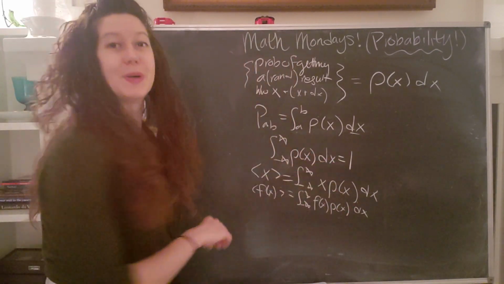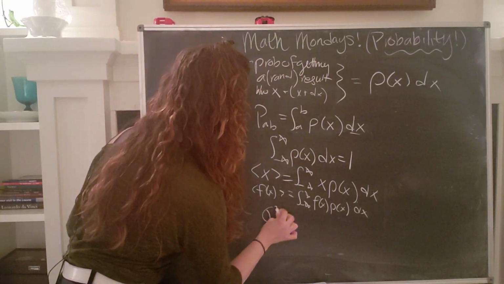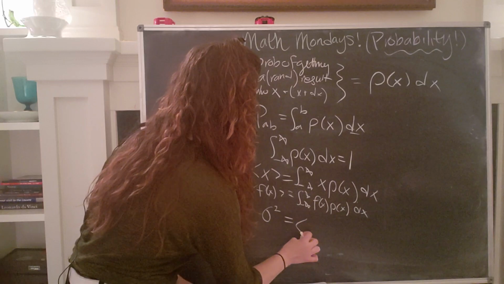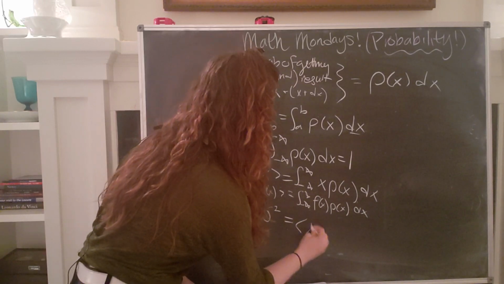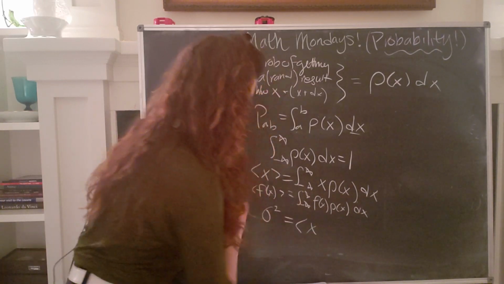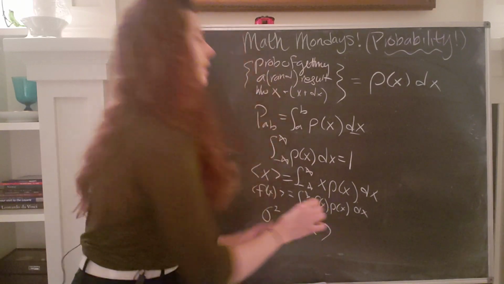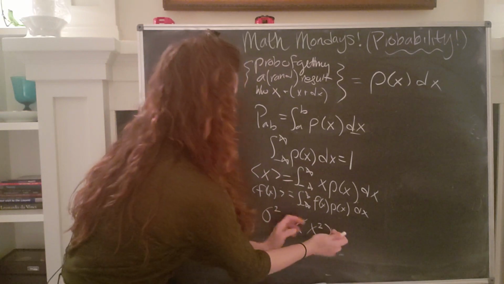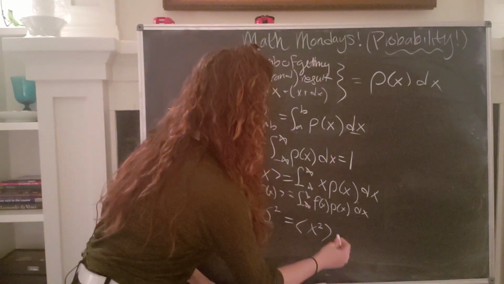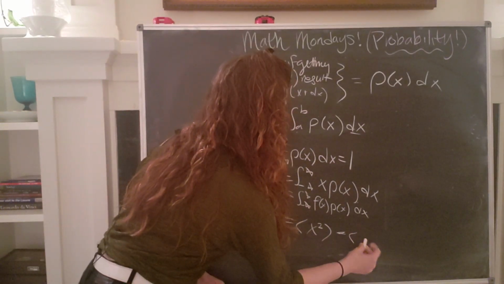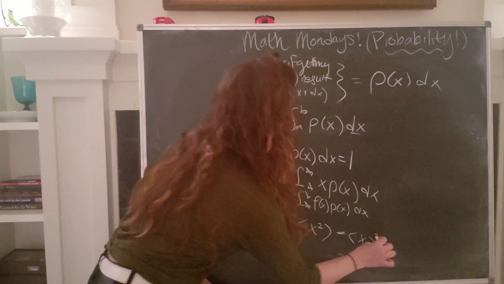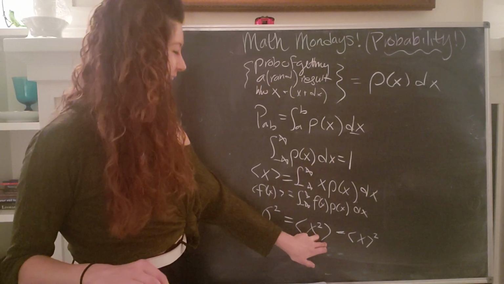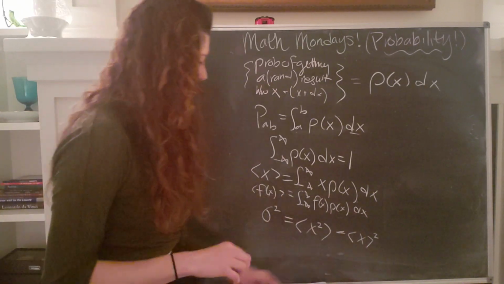And then last but definitely not least, we have the variance, which is sigma squared. Standard deviation is sigma, and the variance equals the average of the squares, sorry, hold on, the average of the squares. There we go. The average is represented by these brackets, minus the square of the averages. The average of the squares minus the square of the averages.